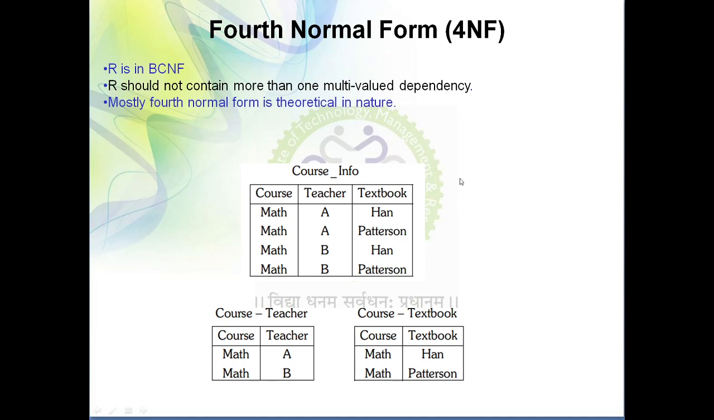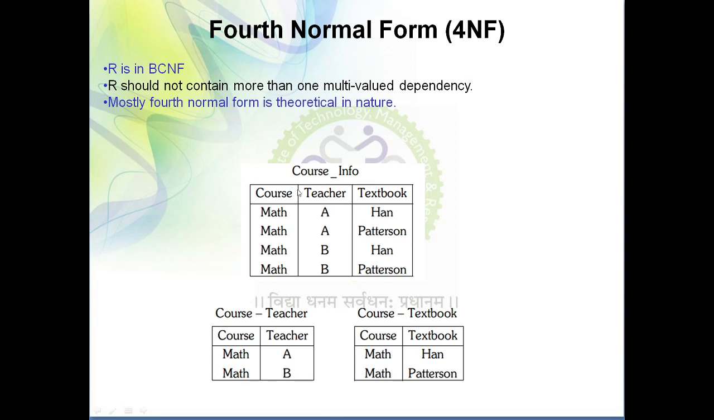So what is multi-value dependency? If you remember, in the previous video we discussed functional dependency. At that time we also discussed the concept of multi-value dependency. Multi-value dependency means there exists a one-to-many kind of relationship. Now we have to check whether this table is in fourth normal form or not.